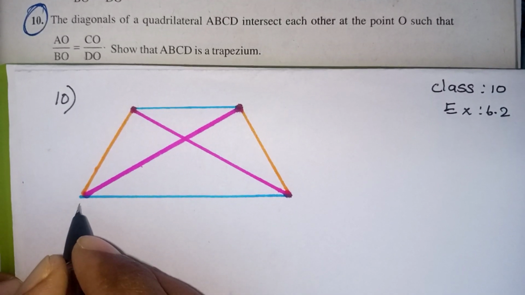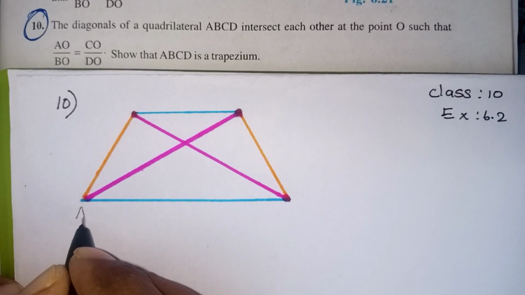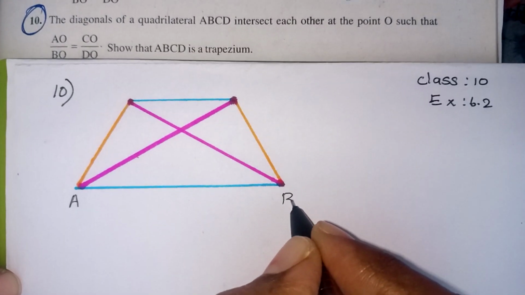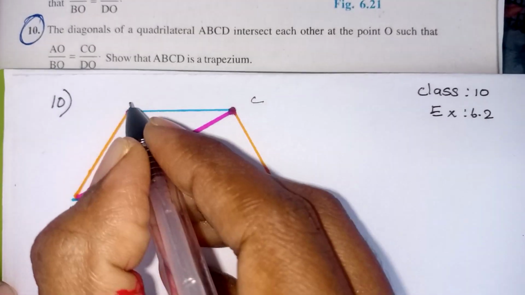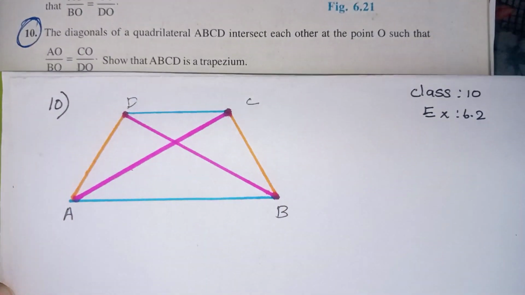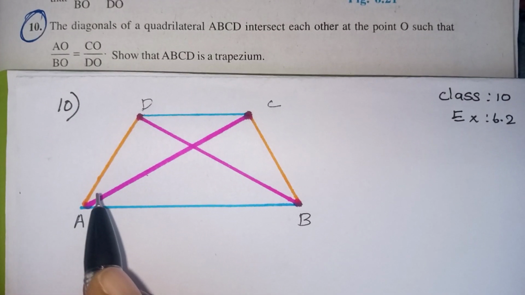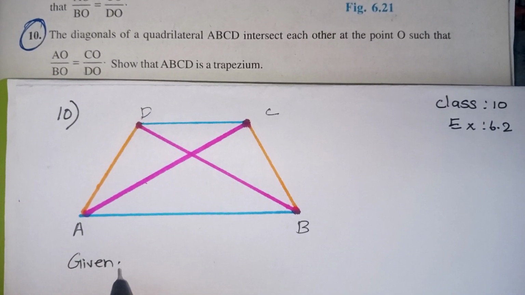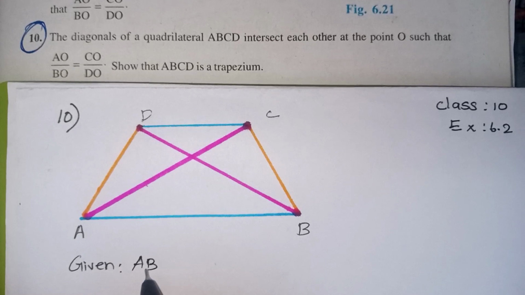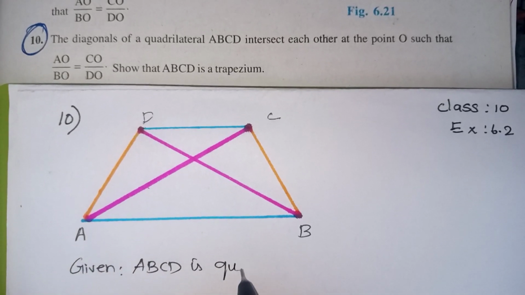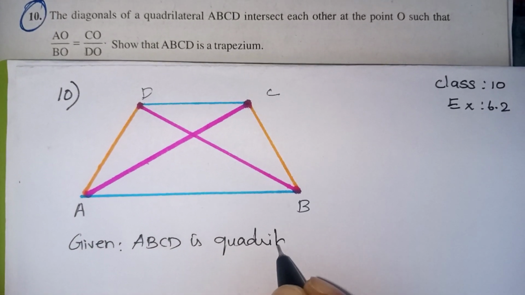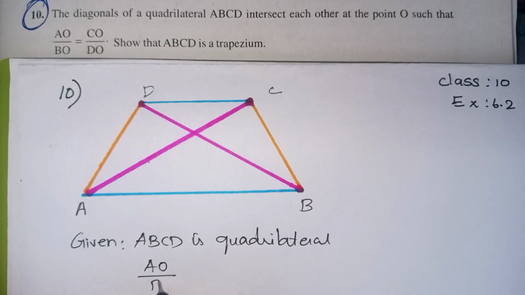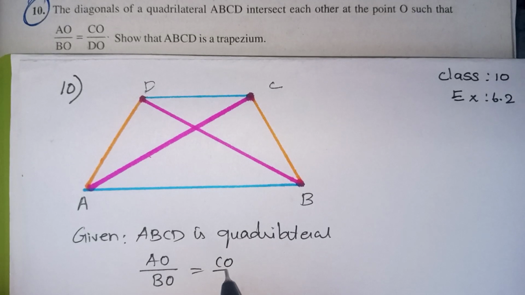So first basically we have taken a quadrilateral, so ABCD is a quadrilateral. Now let us take ABCD as a quadrilateral in the beginning. What is given in the question is that ABCD is a quadrilateral. Then one more important condition is also given, that is AO by BO is equal to CO by DO.